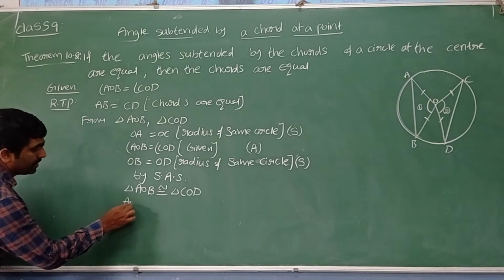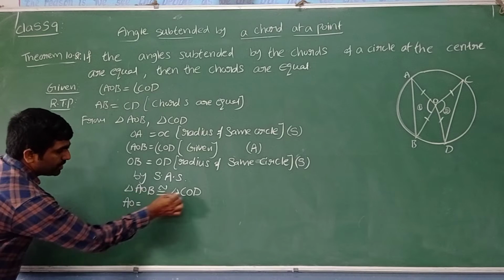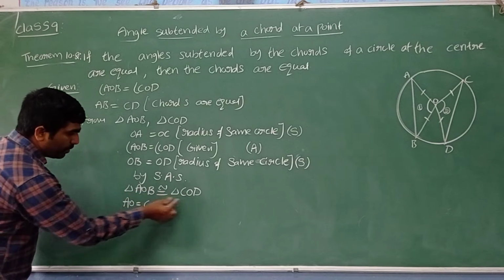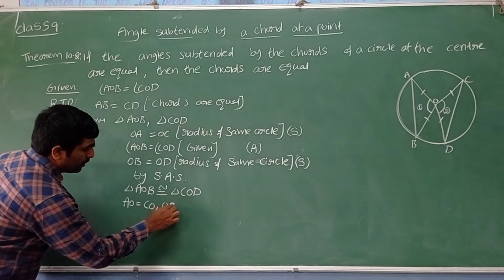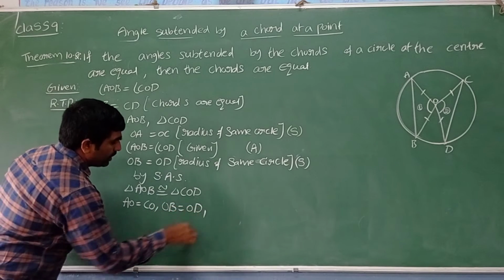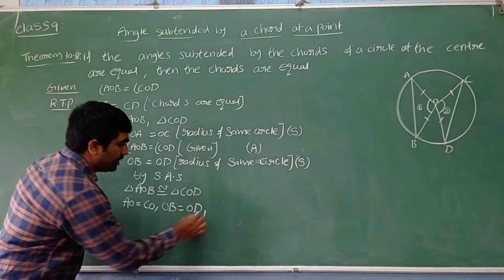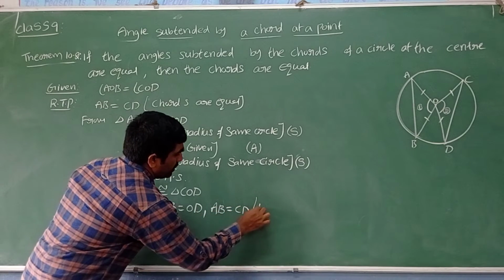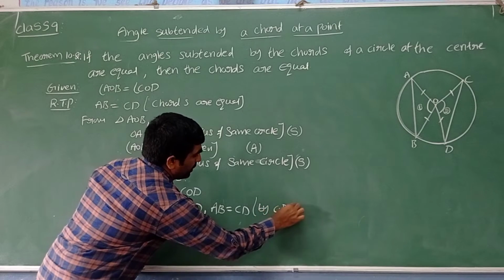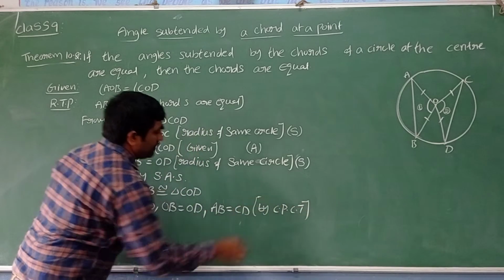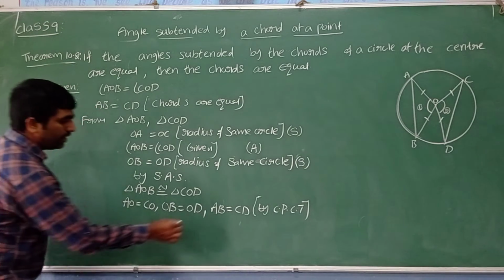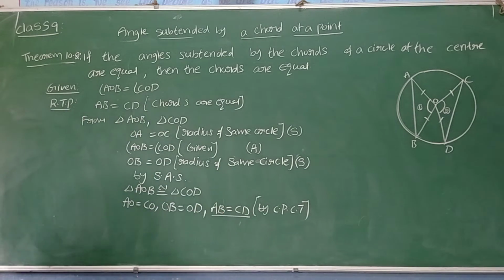The corresponding sides are side AO equal to side CO, the first two. Then the last two, OB is equal to OD. Then we take first and last, AB is equal to CD. The reason is corresponding parts of congruent triangles. Here they are asking to prove AB equal to CD, and we got AB equal to CD. Now from this what can we conclude?